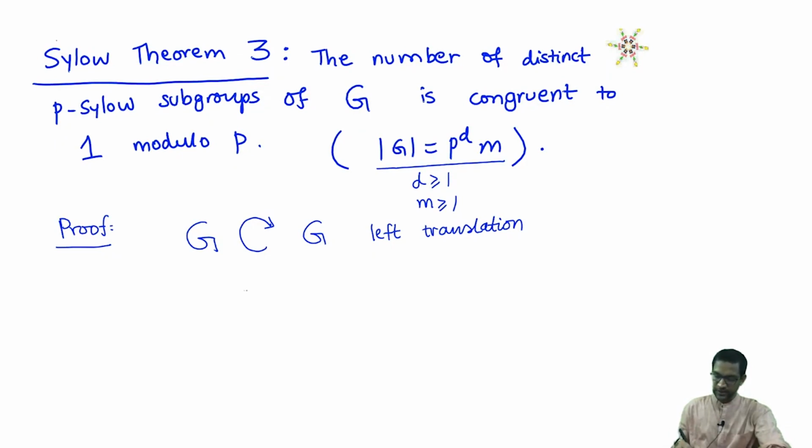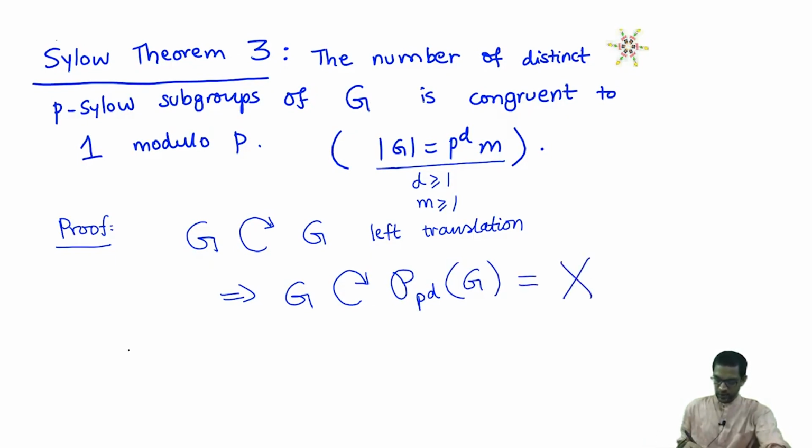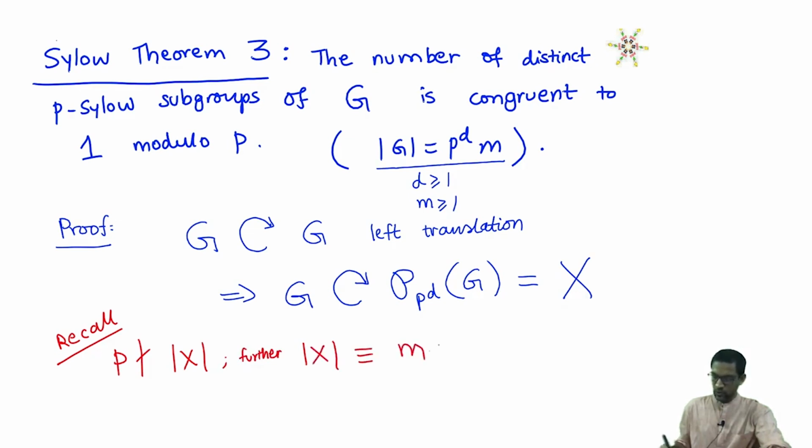So G acts on itself by left translation, and therefore by the action on subsets, G acts on the set of all subsets of G of cardinality p to the d, and we call this set X. And again, to recall, the key property of X was that its cardinality was not divisible by p. For Sylow theorem 3, we will recall one additional fact about X. We actually knew a little bit more about the cardinality of X. Further, recall the cardinality of X was congruent to m modulo p.